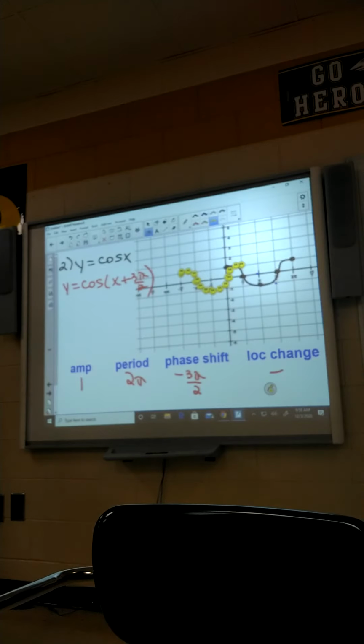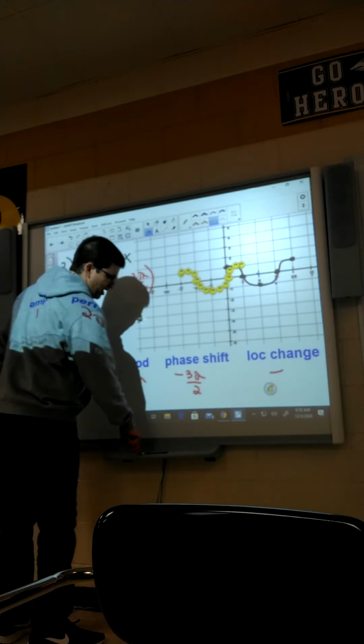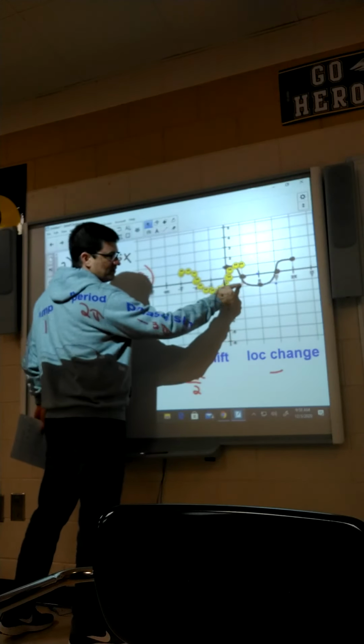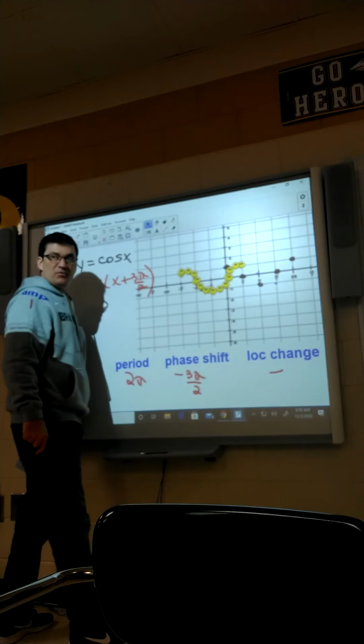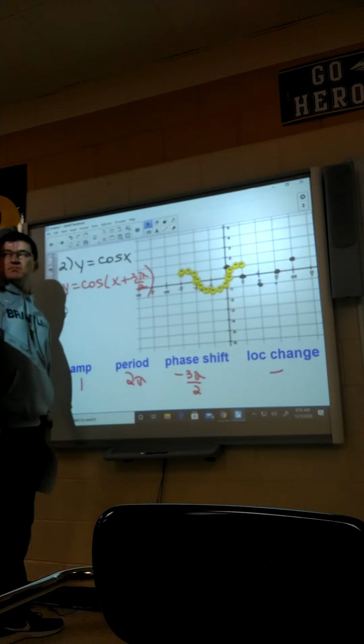All right, question. All right, Blake, it's like taking this graph and just dragging it back and starting it wherever they tell you to start it. And they said start it at negative 3 pi over 2. That's all I did.